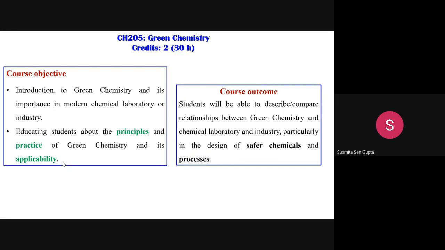So at the same time, what is the course outcome? Students will be able to describe, and compare the relationship between green chemistry and chemical laboratory and industry, particularly in the design of safer chemicals and processes. What does that mean? Suppose we do practicals in the lab. In practicals you have done salt analysis. Students do salt analysis from class 11, in 11, 12, in degree, sometimes even at MSc level there is a part of it.